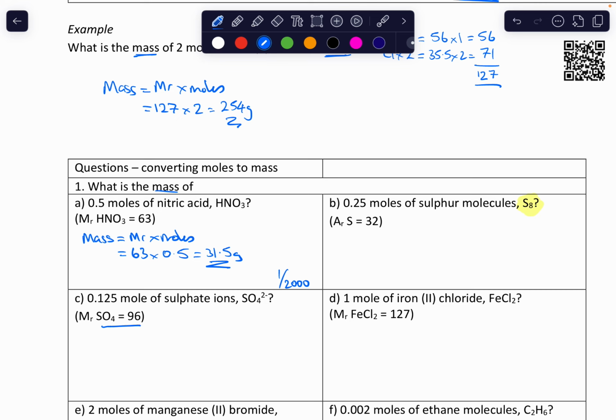Make sure you set them out exactly as I have done here, showing the mass of moles, and then you can do your working out and you get each answer here.